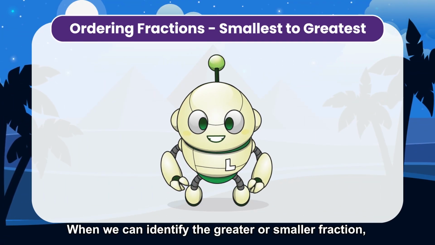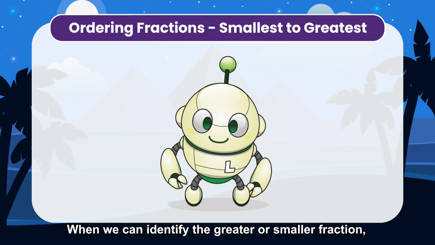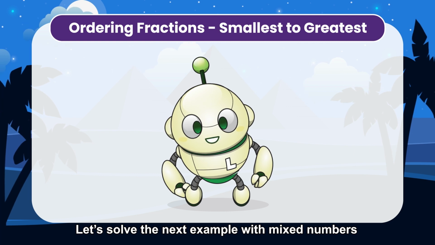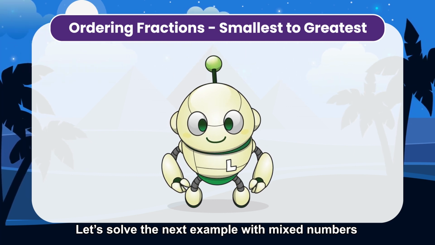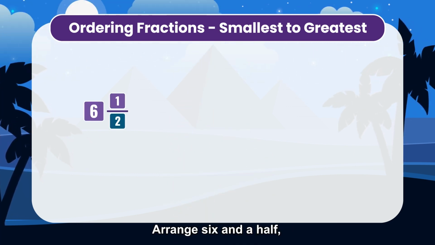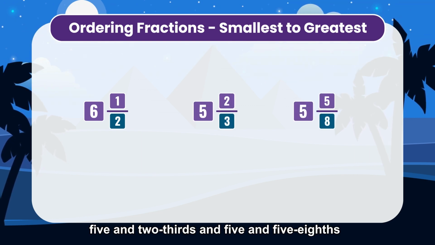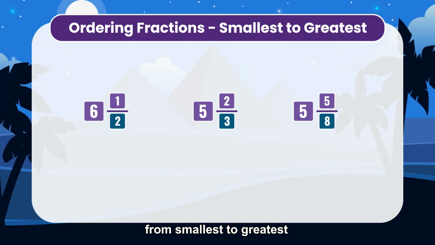When we can identify the greater or smaller fraction, it is easier to order them. Let's solve the next example with mixed numbers. Arrange 6.5, 5 and 2/3, and 5 and 5/8 from smallest to greatest.